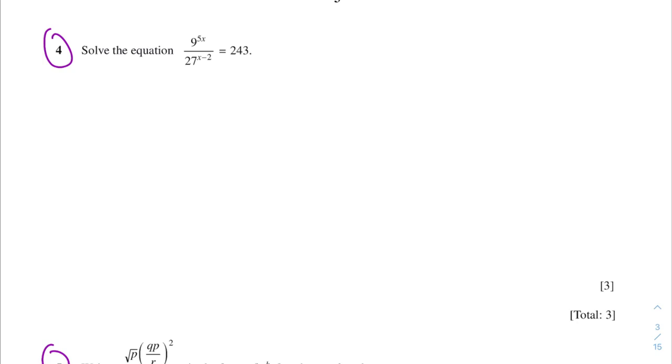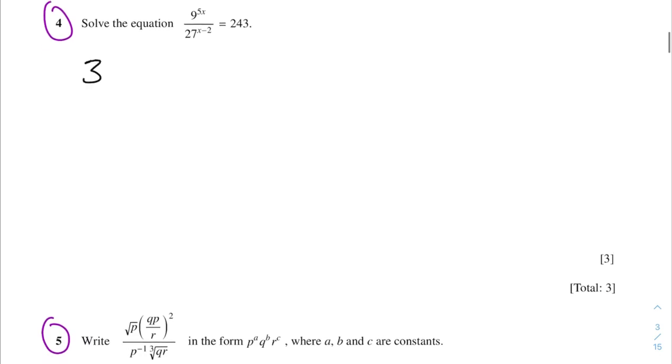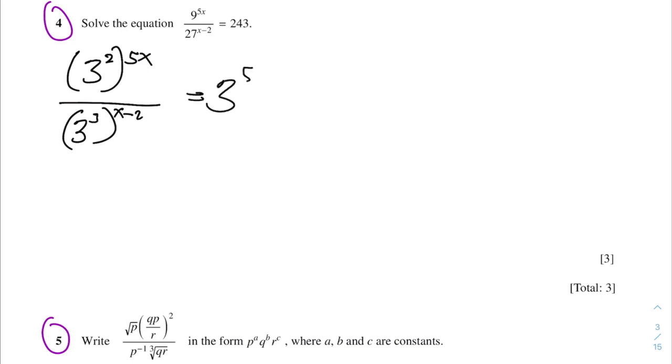Now, if I look at 9 and 27, I know that these are powers of 3, so I'm okay with it. But I'm left with the 243. So let me do 3 to the power 4. That is 81. So I'm going to do 3 to the power 5. Yes, so that's 3 to the power 5. So this is an indices problem. The 9 becomes 3 to the power 2, right? But you have 5x there, so keep it like that. And then the 27 is basically 3 to the power 3. But you have x minus 2 there, so keep it like that. And then this is 3 to the power 5.